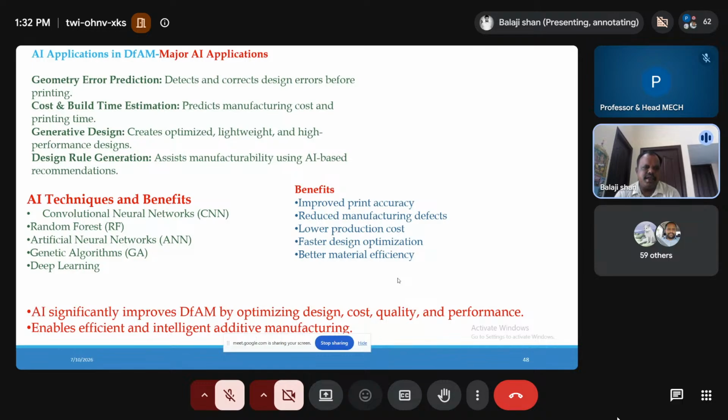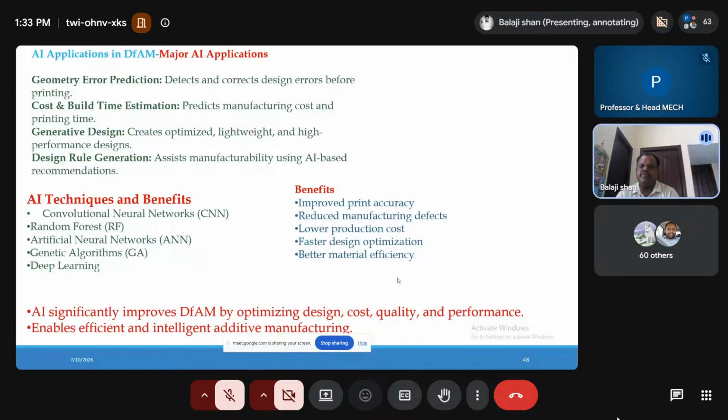So, what are the AI techniques generally used for the design for additive manufacturing? Convolutional neural networks, random forest methodology, artificial neural networks, genetic algorithm, or the deep learning process may be used for creating the design for additive manufacturing. The benefits for application of AI in DFM are improved print accuracy, reduced manufacturing defects, lower production cost, faster design optimization, and better material efficiency.